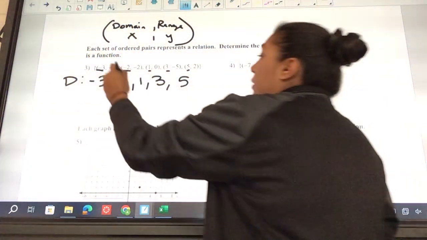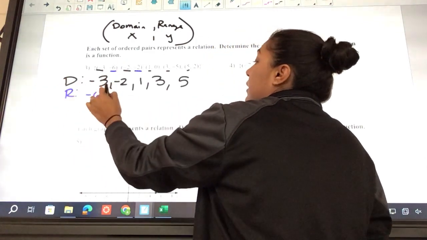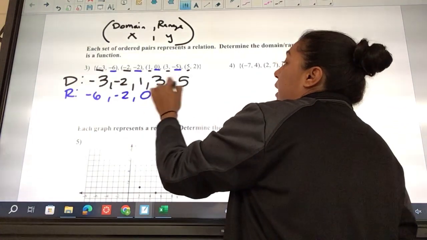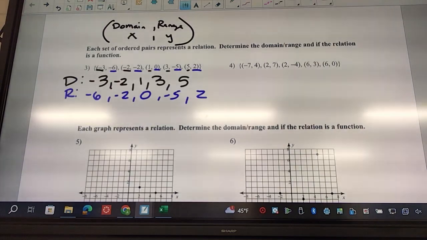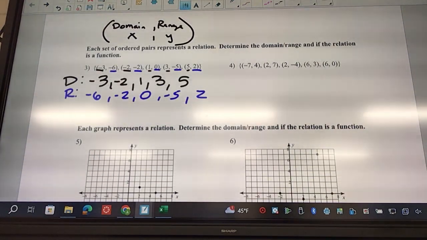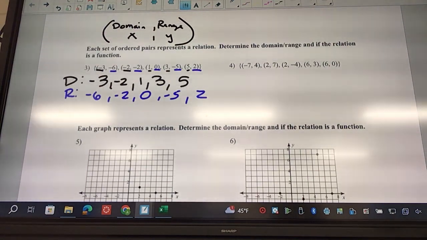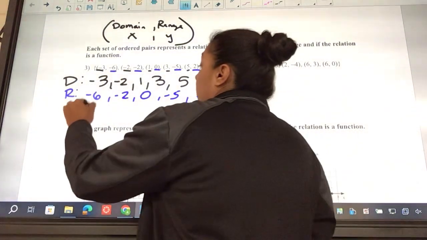Okay, the range is going to be -6, -2, 0, -5, and 2. Okay, did any of our x's repeat? No, so then yes, this one is a function.